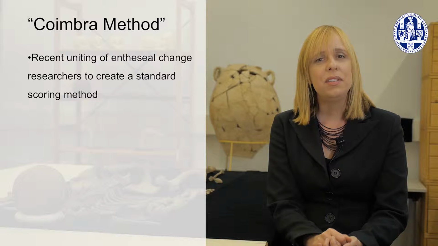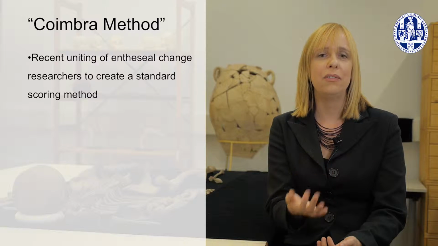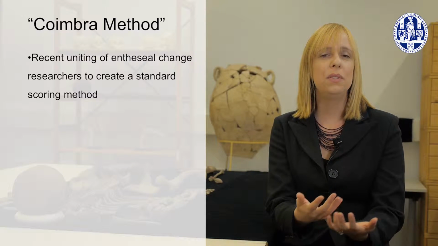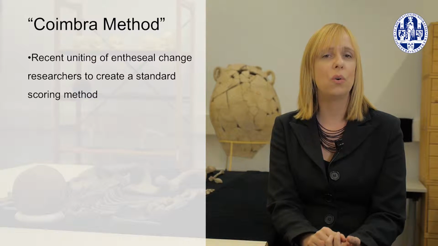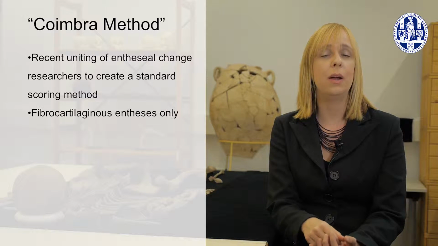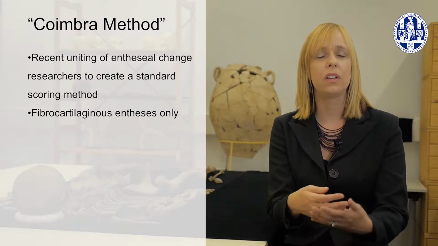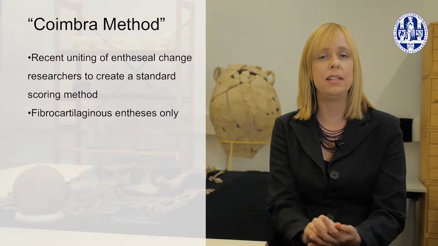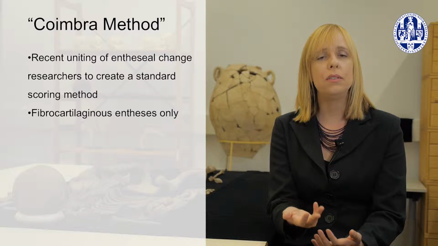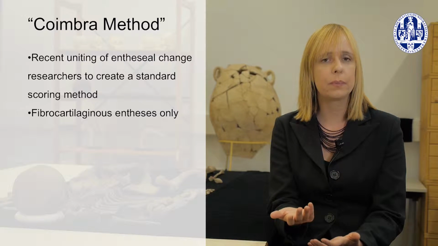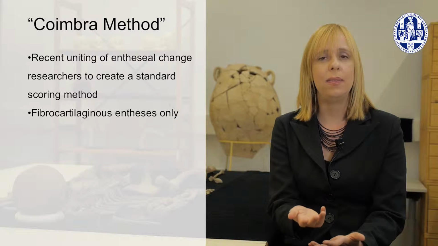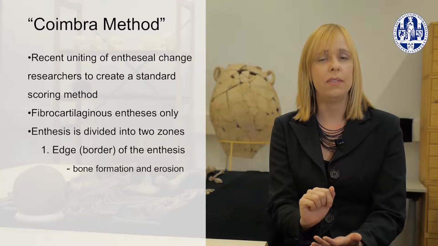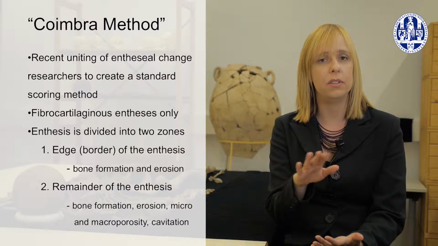Recently, a group of entheseal change researchers, including the aforementioned Mariotti, united in something called the Coimbra group. And this was to create a standard entheseal scoring method solely applicable to fibrocartilaginous entheses. This new Coimbra group method is in its final development and testing phase, but as of 2015, it worked as follows. A fibrocartilaginous enthesis is divided into two zones, Zone 1 being the edge of the enthesis and Zone 2 being the rest of the surface.